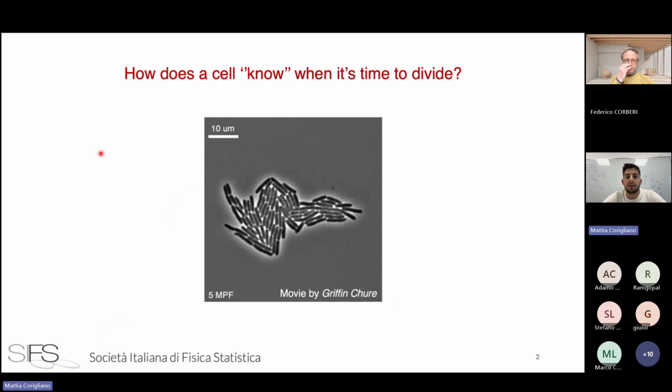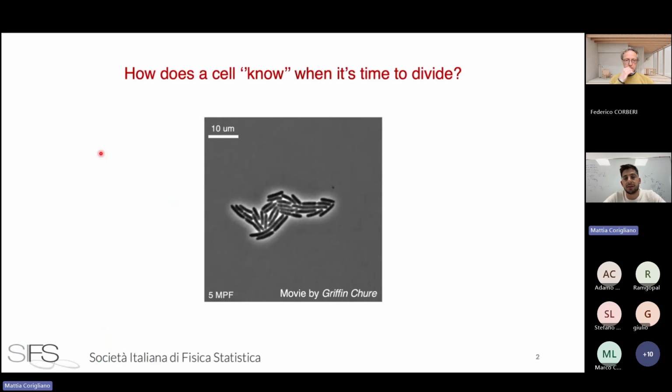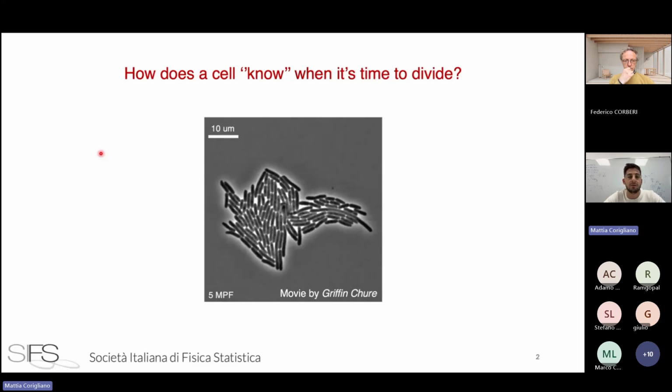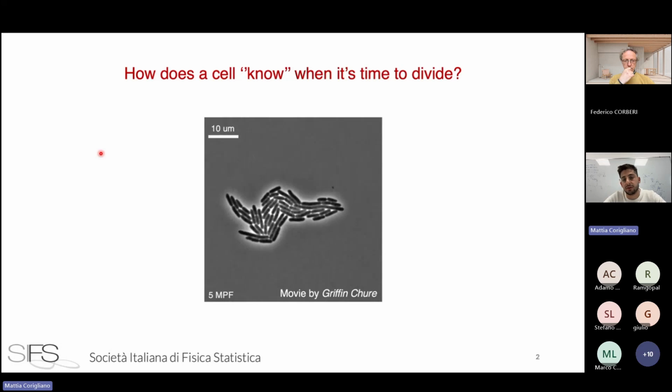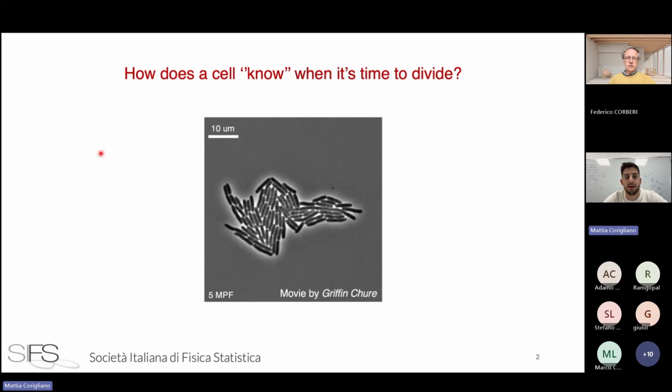So in a typical experiment, we collect a movie like the one I'm showing you, in which cells are growing in a given device under a microscope, and they are growing and dividing many times. And we want to know basically whether this decision to divide is taken completely at random or in a more, let's say, meaningful way.